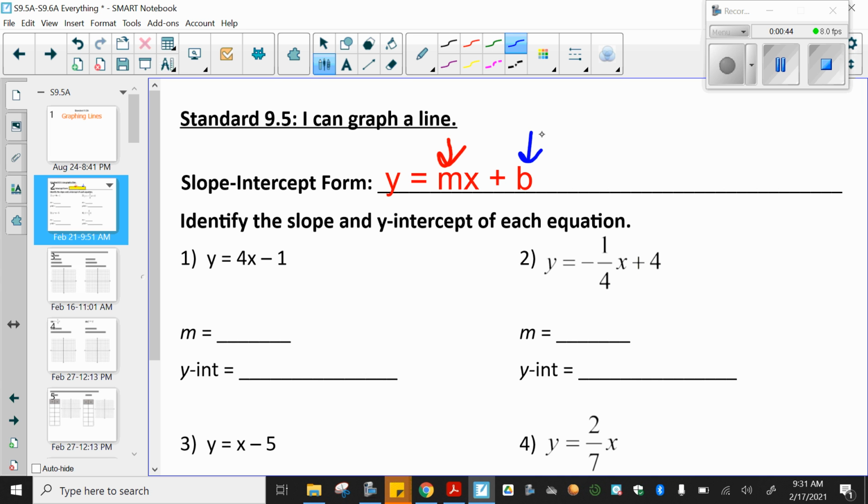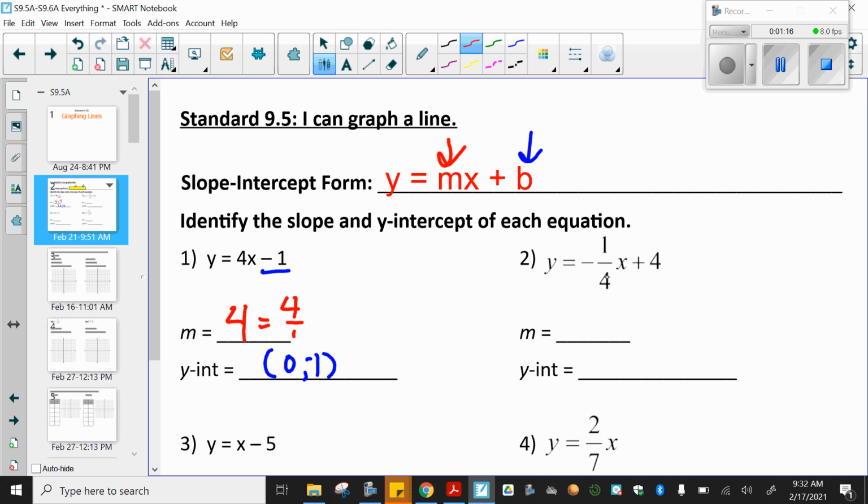Our slope is 4, right? But we want to write that as a fraction, because that's going to be what we need for today. So, 4 as a fraction would best be listed as 4 over 1. All right? Our y-intercept, remember, it always has to be written like this, right? So we're going to take all of that, negative 1, put it in here. So our slope is 4, or really 4 over 1, and our y-intercept is 0, comma, negative 1, right?